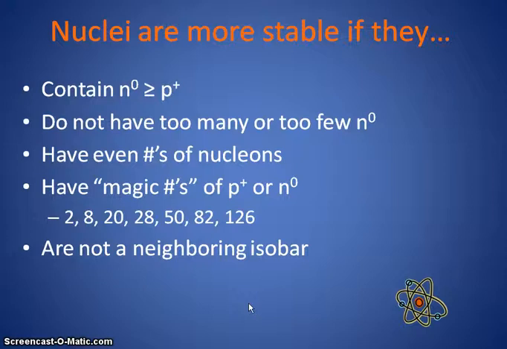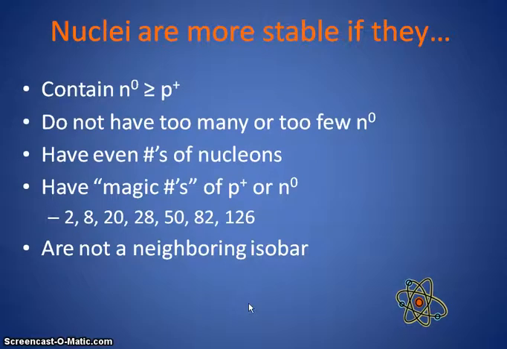And then nuclei are going to be more stable if they have more neutrons, or at least equal neutrons to protons. There are a couple of exceptions. The smallest nuclei, hydrogen-1 and helium-3, are exceptions to that rule. Nuclei are going to be more stable if they don't have too many or too few neutrons. So basically the ratio needs to fall between that 1 and 1.5 on the band of stability. So essentially as the nucleus increases in size, so does the ratio.